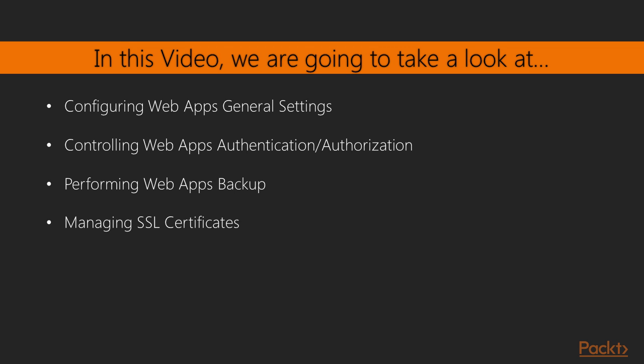First of all, how to configure Azure web apps general settings. Moving over to controlling web app authentication and authorization, making sure that if you're presenting your application, your web app, to the internet, that you can integrate it with a couple of different authentication solutions available today. In the next topic, I'm also talking about how to perform web app backups and obviously restores, and then ending this video talking a little bit about managing SSL certificates for securing your Azure web apps.